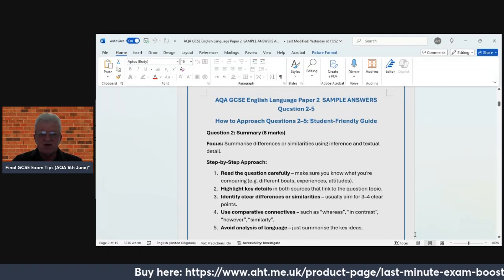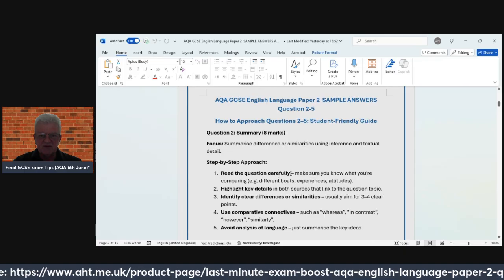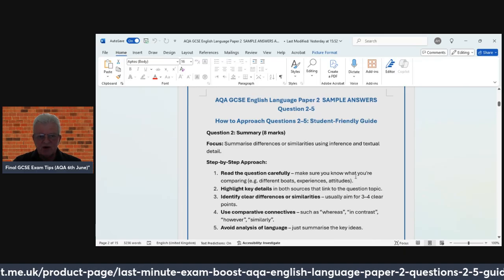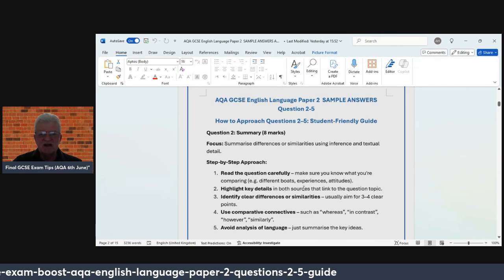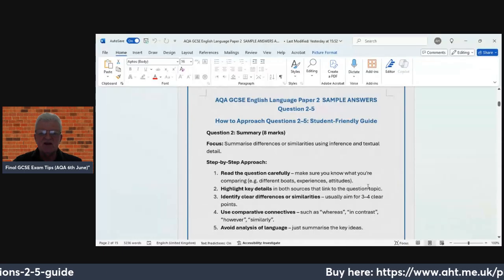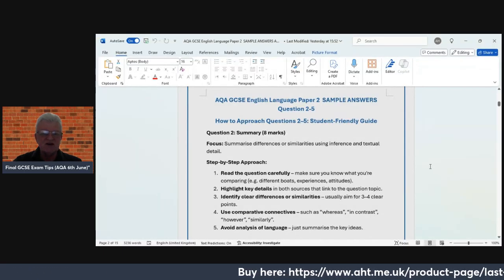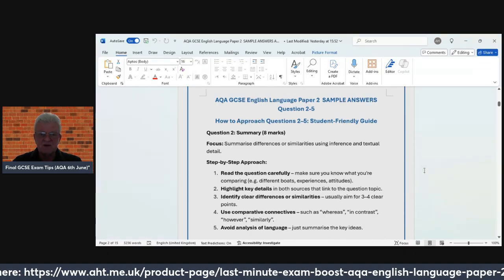And so what you need to do, step-by-step approach, you read the question carefully and make sure you know what you are comparing. Example, is it different boats? Is it experiences? Is it attitudes? And don't get it mixed up. Highlight key details in both sources that link to the question topic. Identify clear differences or similarities. Usually aim for 3 to 4 clear points.